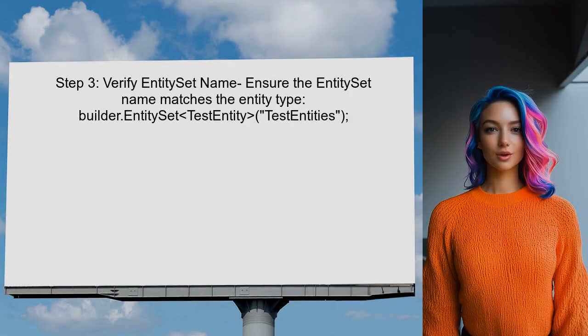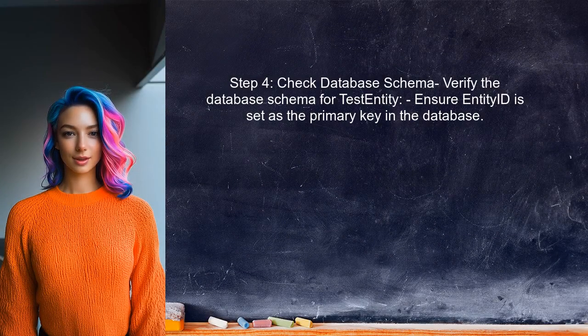The user should also verify that the entity set name matches the entity type name. In this case, ensure that TestEntities is correctly defined in the OData model. Finally, if the issue persists, the user should check for any potential discrepancies in the database schema. The database should have a corresponding primary key defined for the test entity table.